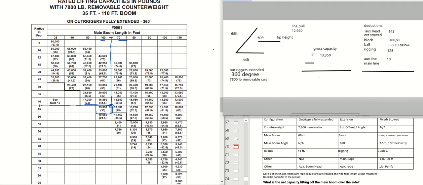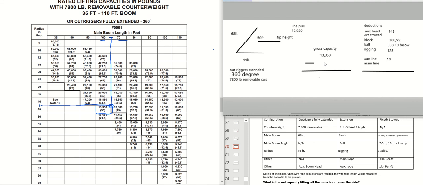Perfect. Now that we have our gross capacity, we're going to find out if we have a line deduction capacity. And since this number, the 13,350, is larger than 12,920, that means we're going to have to divide. I mean, this is a fairly easy one to do. We're going to divide 13,350 divided by 12,920 equals 1.03.